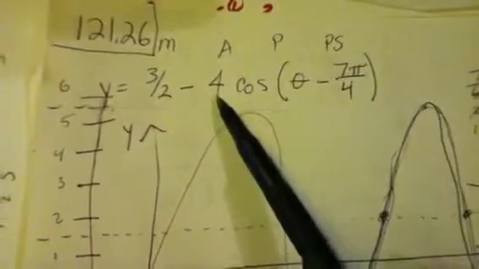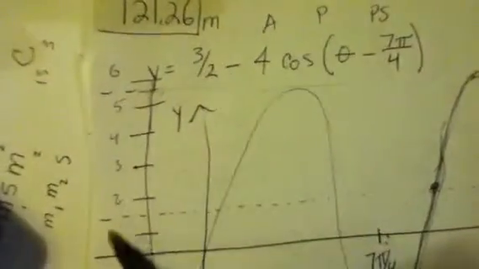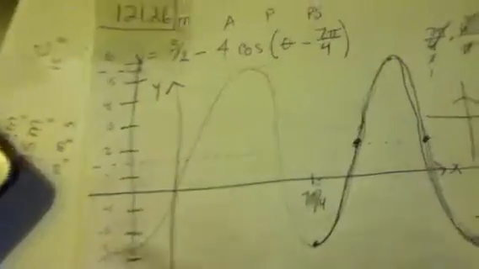The 4 is the amplitude, so from the midline it's going to go up by 4. I hope I counted right. It's going to go up by 4 and it's going to go down by 4.